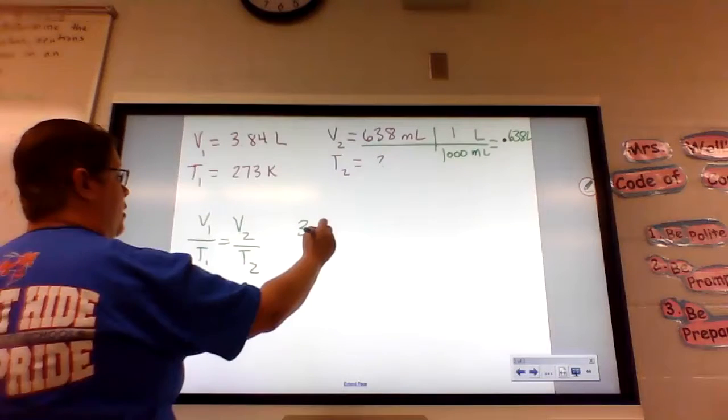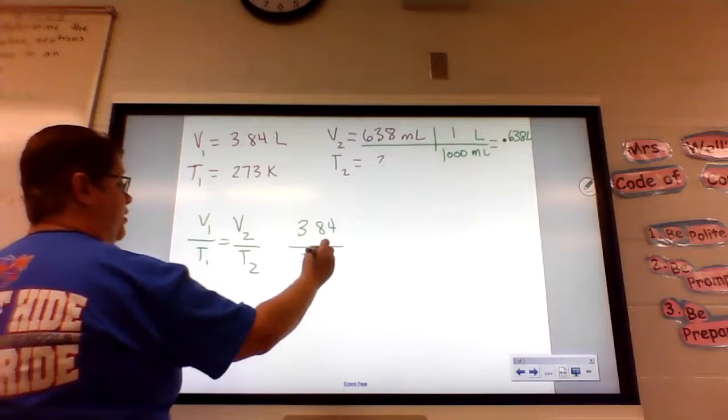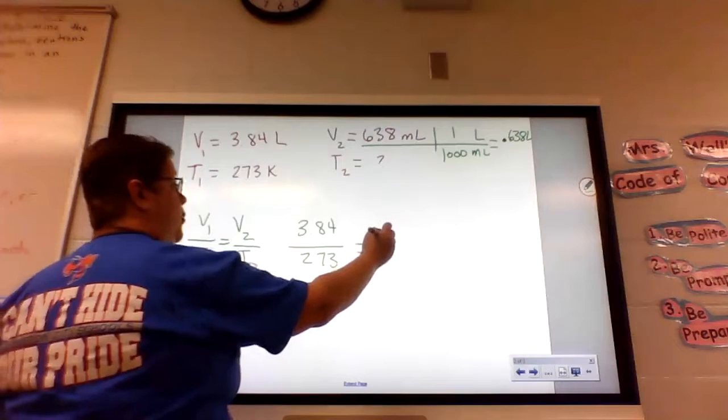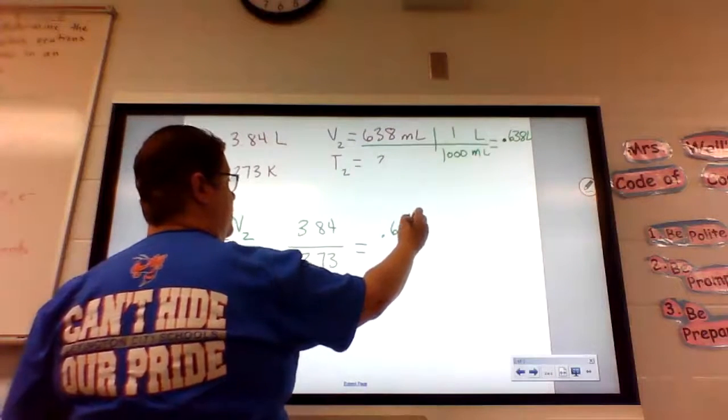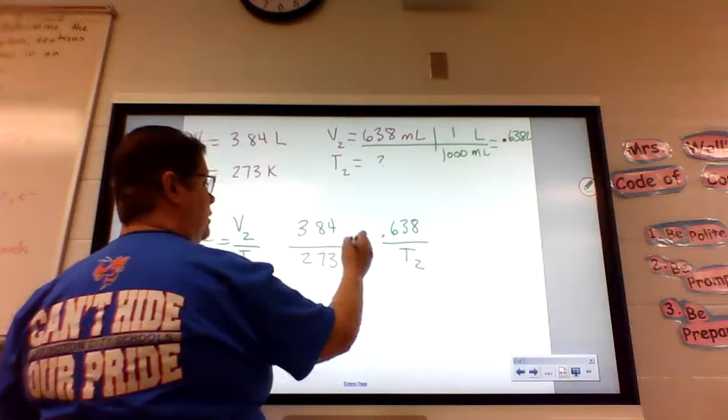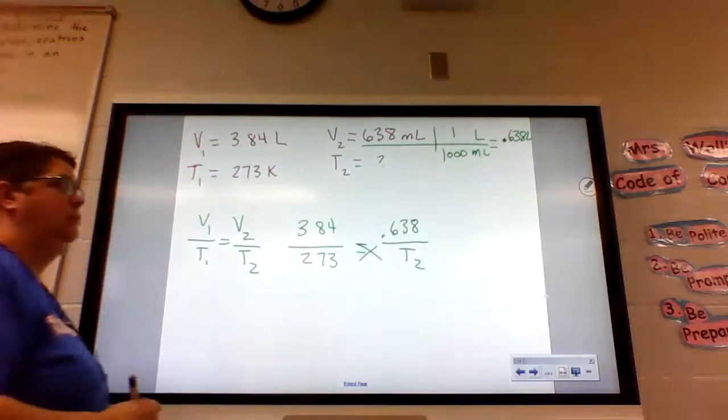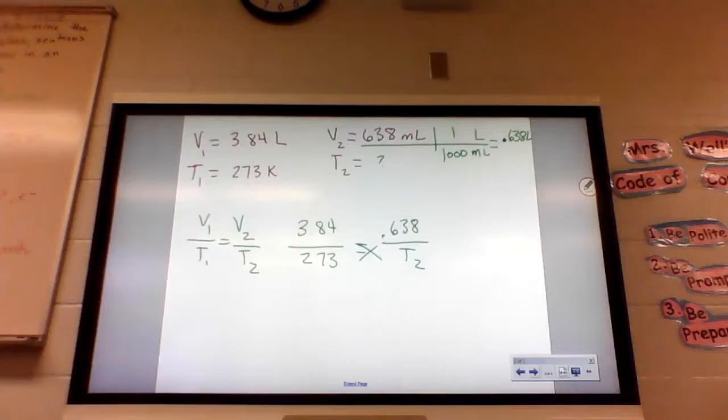All right, so from there, V1 over T1 equals V2 over T2. V1 is 3.84, T1 is 273, equals 0.638 over T2. Doesn't matter what you convert it to. You could have just as easily done milliliters. I did liters because that's the first one I heard when Nakia yelled it out. But if you did milliliters, it would still give you the exact same answer.